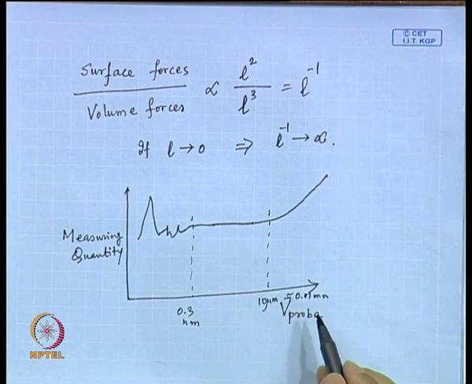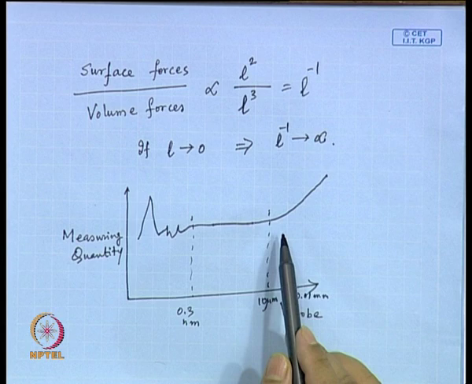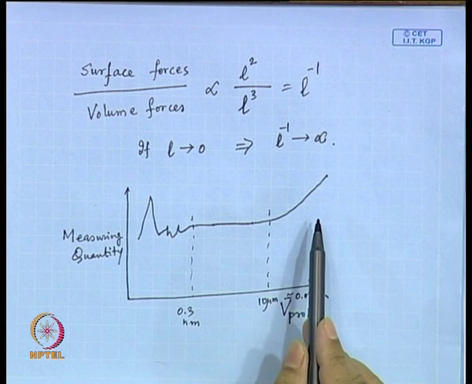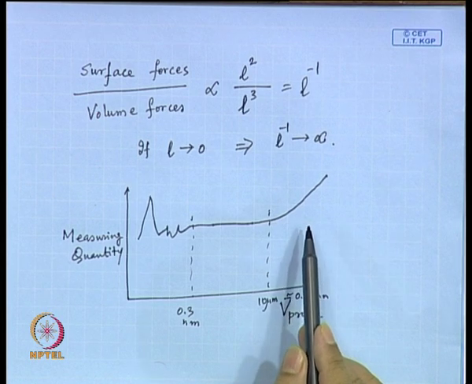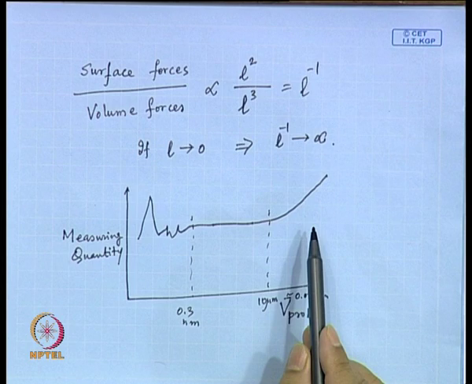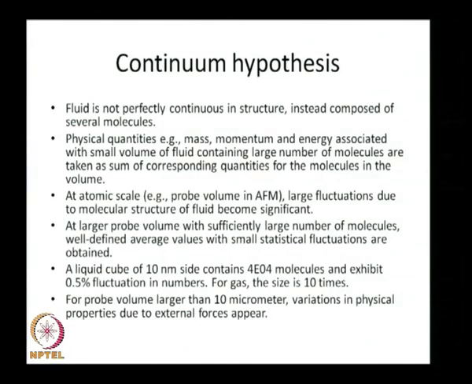So, if it is above 10 micrometer, then I see that the measured quantity has a trend, it is increasing. But it is not changing in a random manner, it is increasing consistently. Do you have any idea what could be the reason for this increase? The reason here is that variations in physical properties due to external forces appear.